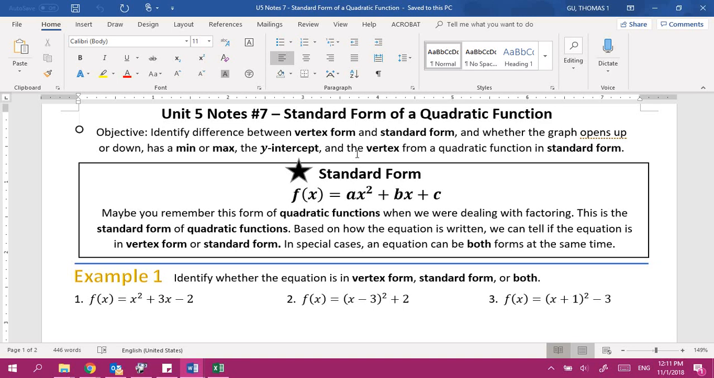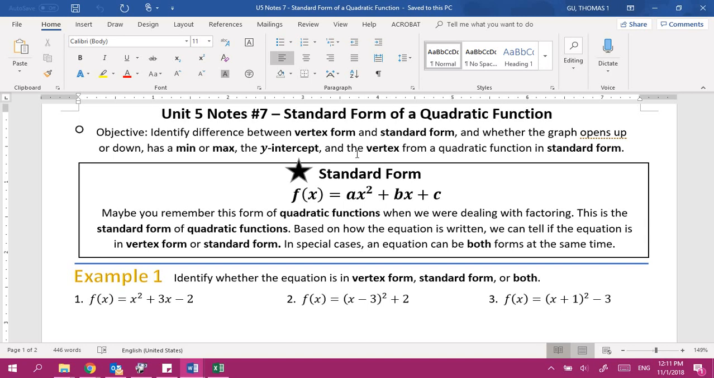For the past 2 days, we've been working with vertex form of quadratic functions, right? Where you can just tell what the vertex is immediately from looking at the equation. And you were also able to find many different attributes from that equation. So today, we're going to learn standard form of a quadratic function, okay? This is the other version of the quadratic function.